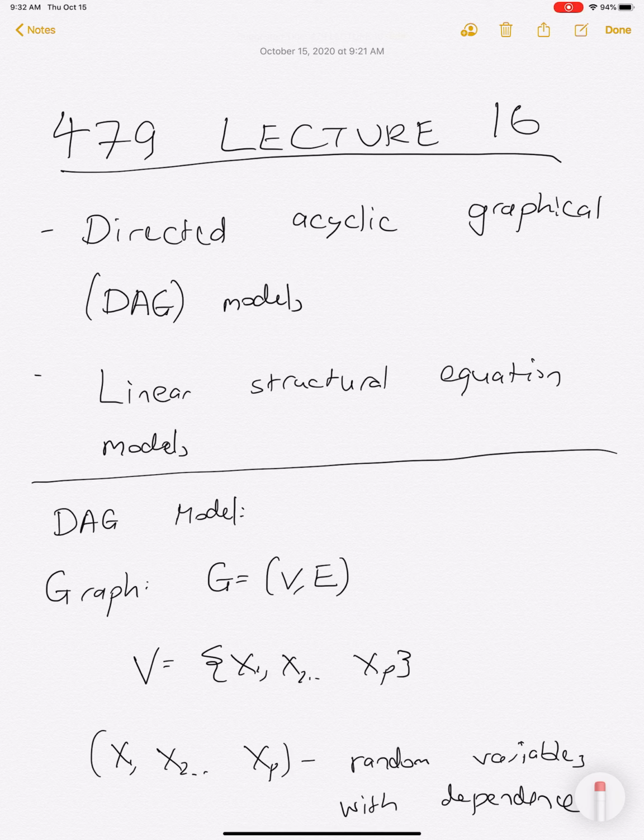So here we're going to continue our discussion into directed acyclic graphs and go into them in more detail. And in particular, just talk about this correspondence between the multivariate distribution and the graph structure. And then we're going to go into a very specific kind of model that naturally lends itself to directed acyclic graphical models, which are linear structural equation models, and they're kind of widely used in a lot of areas, particularly in the social sciences.